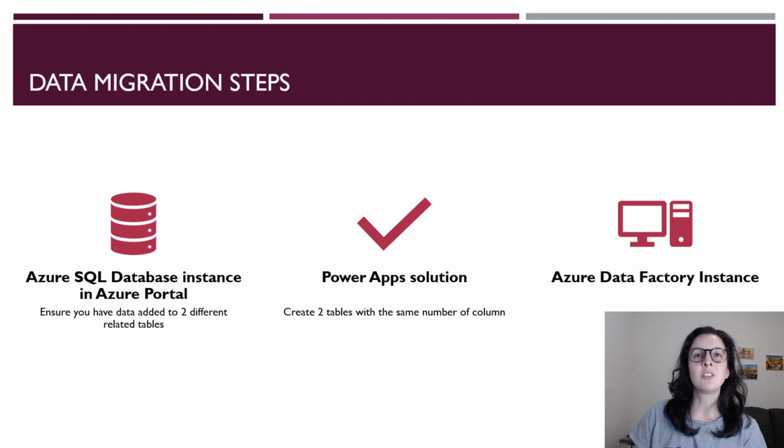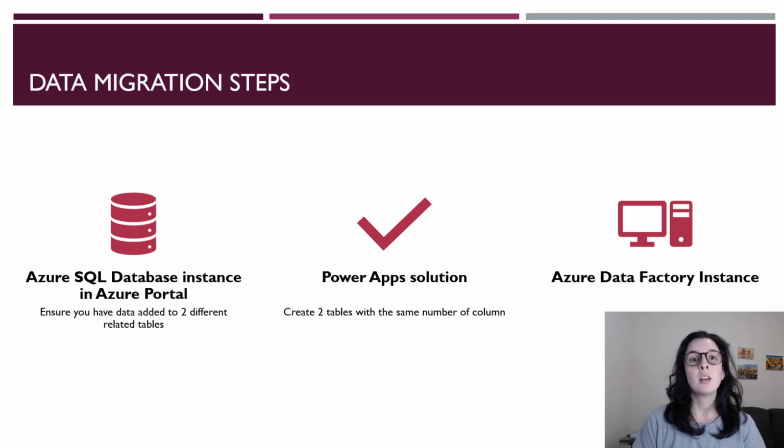So these are the high-level steps. I'm going to be walking you through the Azure SQL database instance in Azure portal. Make sure that you have that set up before we get started. Next, we will ensure that we have all of the tables and columns added in Power Apps in our solution. We want to make sure that the tables and columns match the tables and columns inside of our SQL database. And third, we want to set up our Azure Data Factory to be able to copy over that data.